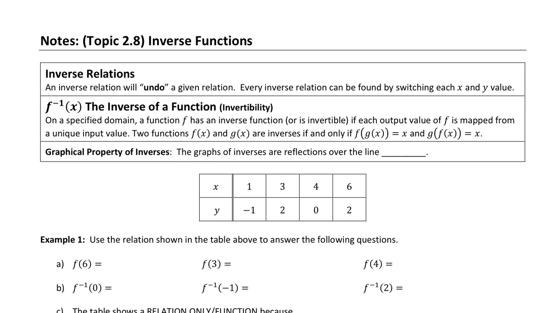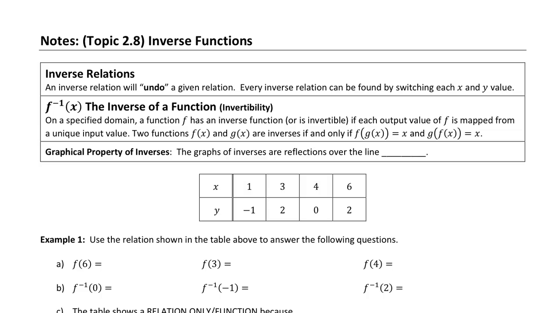Topic 2.8 is titled Inverse Functions. Now, you've technically seen these sort of things before in a previous course. It also makes sense to you because if I were to ask you, what is the inverse of addition? You would say subtraction. What is the inverse of multiplication? What is the inverse of squaring? Square rooting. So we understand the concept of inverse functions, inverse relations.